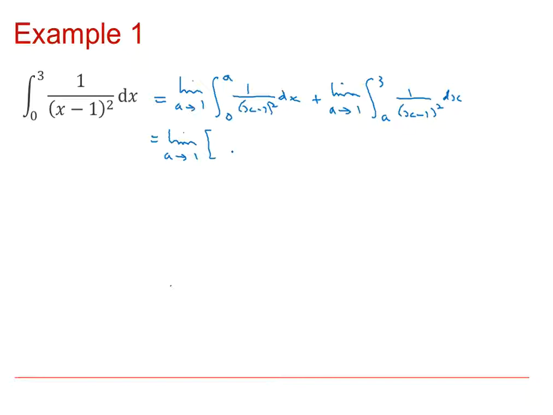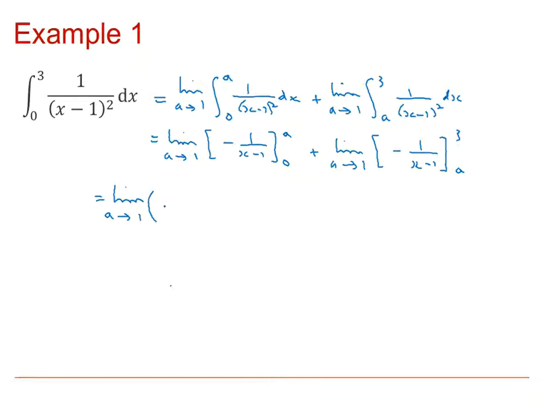So when we integrate 1 over (x minus 1) squared, we get minus 1 over (x minus 1), and the limits will be 0 to a. And when we integrate this time, we're going to get minus 1 over (x minus 1) with the limits a to 3. And now subbing in the top and the bottom limits. So the top limit going in, that's minus 1 over (a minus 1), minus the bottom limit going in, plus the limit as a tends to 1, so the top limit going in is minus a half, minus minus, and the bottom limit a going in.